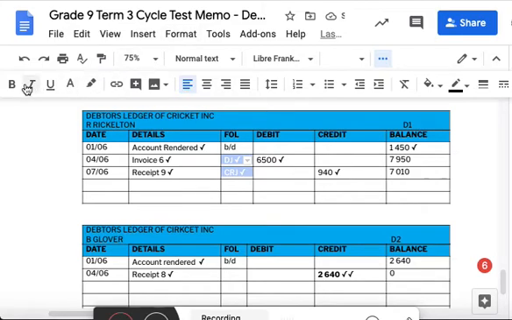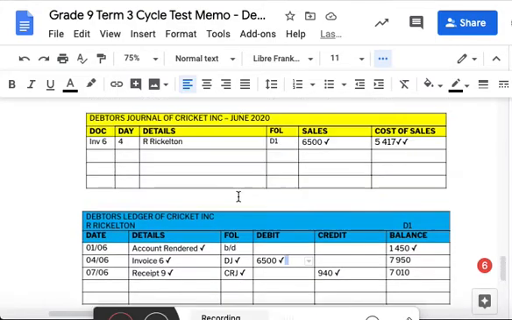What else did we leave out here? Our folios. Okay. You get marks for saying when he purchases on credit for 6,500, we pull that information from the DJ. Okay. When he partially pays us back, we pull that information from the CRJ. So you need to have those in.